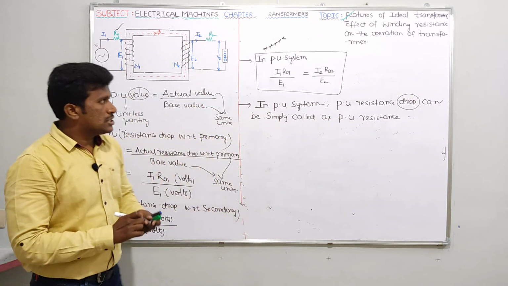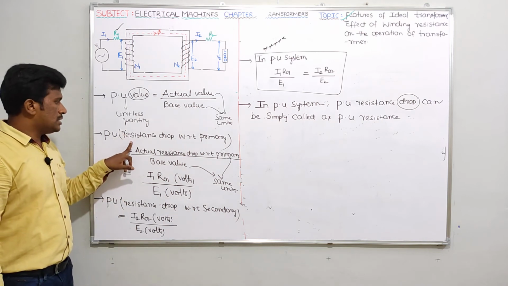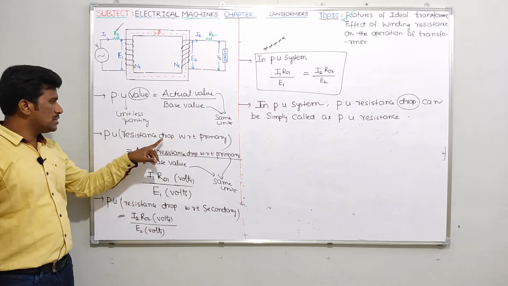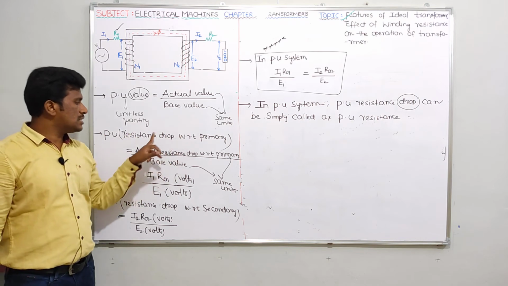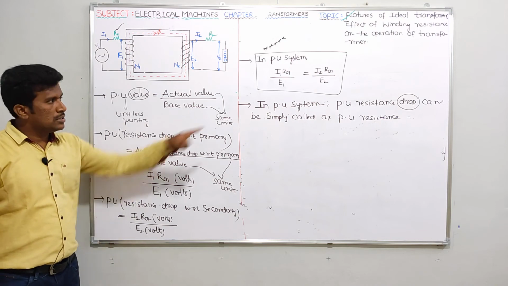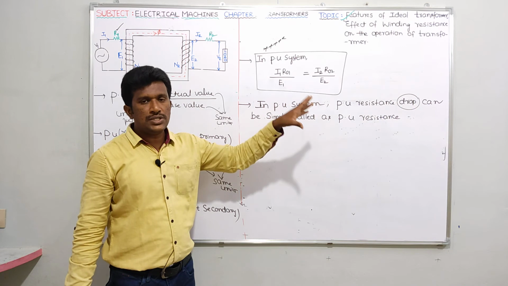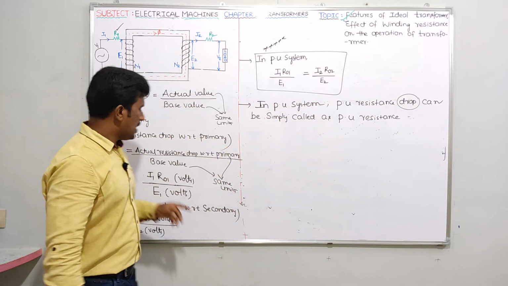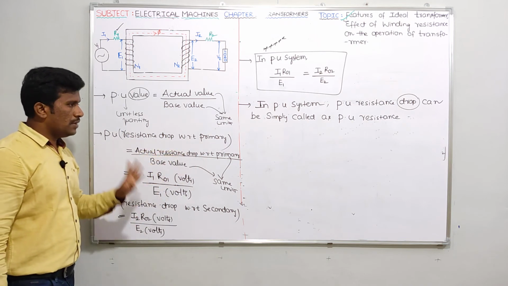That means guys, suppose in examination, if they ask you per unit resistance drop with respect to primary, this is the formula you have to use. Suppose instead of using this drop, if they ask you per unit resistance with respect to primary, then also I1 R01 by E1 only. Okay, so that is why I had given a statement. In per unit system, per unit resistance drop can be simply called as per unit resistance. Suppose if they ask you per unit resistance with respect to primary, you should write I1 R01 by E1 only.